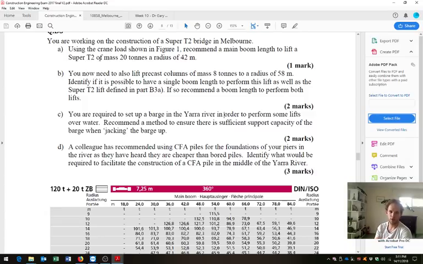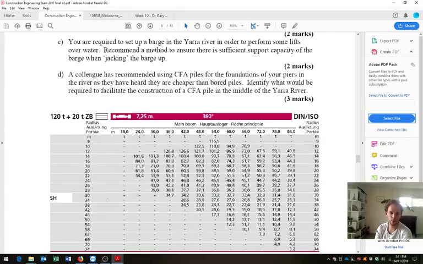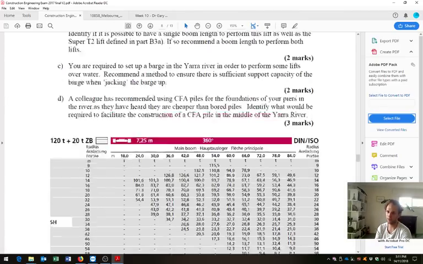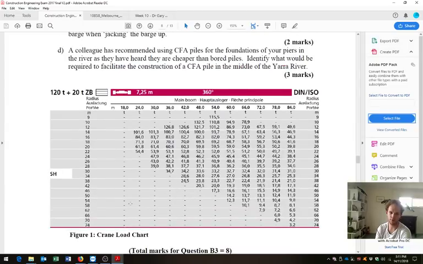Okay, let's have a look. So 20 ton, 42 meters. What's our boom length? So we go 42 meters, read it across to here. I picked a shorter boom length, 48 meters, gives us 20.5 tons. That's the first answer. Next up, you need to also lift precast columns, 8 tons, raised 58 meters. So we go 58 meters here.